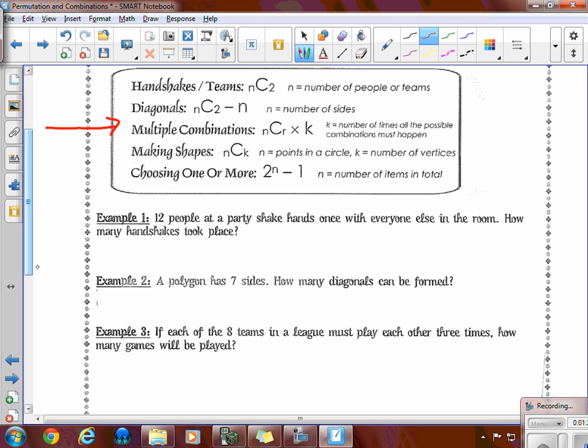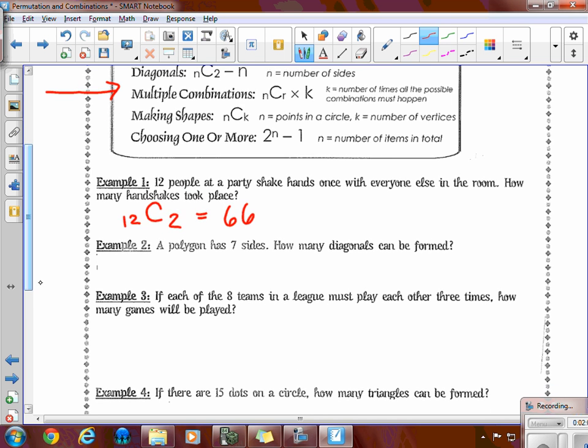It says 12 people at a party shake hands once with everyone else in the room. How many handshakes have taken place? Up here, the handshakes of the teams, where it says nC2, n is the number of people or teams. So we have 12 people in the room. They each need to shake hands, and it doesn't matter the order they shake hands with another person. The reason this is 2 is that it takes 2 people to shake hands. So 12 people, 2 shaking hands: how many ways can this happen? If you look at your calculator, this turns out to be 66 different handshakes in this room. We'll look again later in this lesson with the formula.